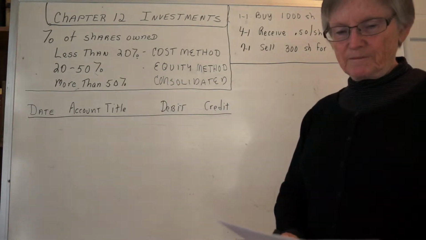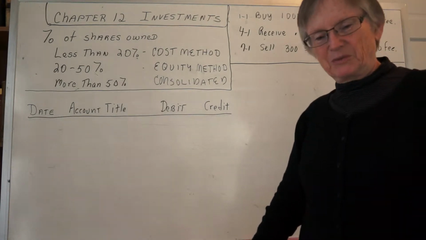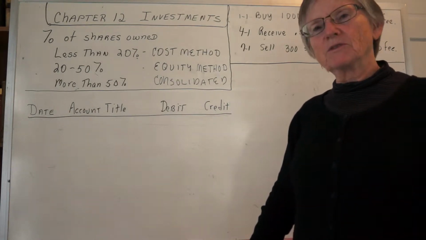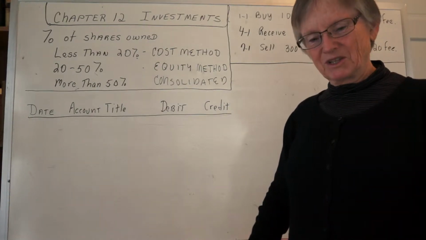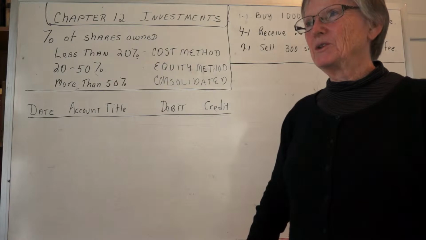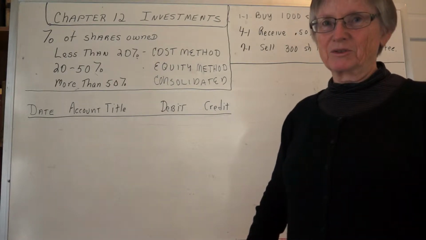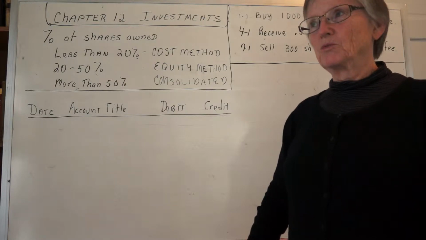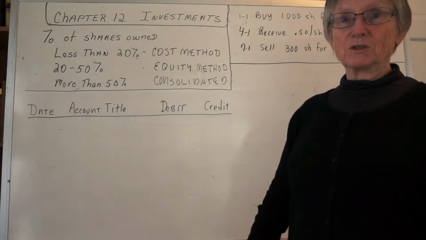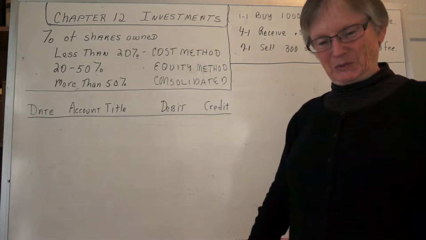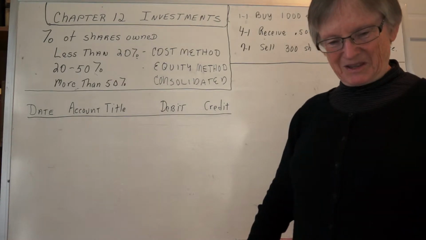Okay, so what we're doing with our stock investments is the other side of what we did in Chapter 11. In Chapter 11, companies issued stock and they paid dividends. And so here in Chapter 12, we are buying the stock that other companies have issued. So we're going to have stock investments and we're going to receive dividend revenue.